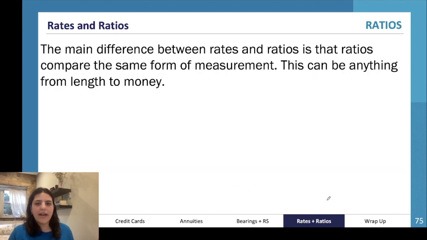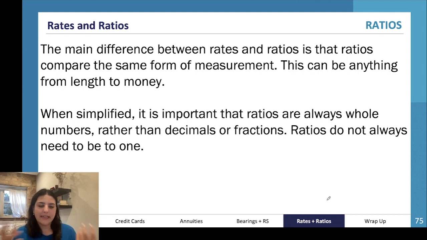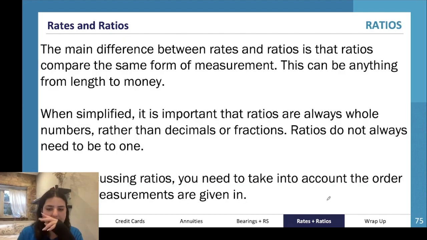Okay, we're now going to move on to ratios. So rates compare things of different measurement, like liters per kilo or dollars per kilo or centimeters per meter. Ratios compare the same form of measurement. So this will be something like length or money or weight. When simplified, it's important that ratios are always whole numbers rather than a decimal or a fraction. They don't always need to be to 1. And when discussing ratios, you also need to be specific about the order that you provide the measurements in.